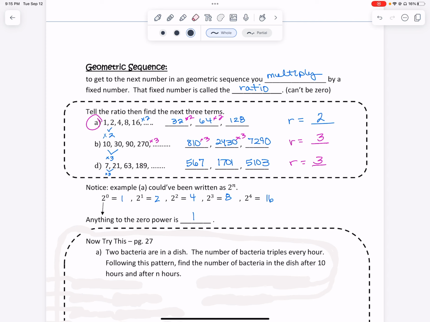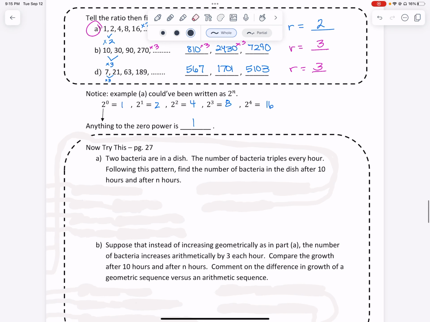Okay, so this is on page 27 of your book, but I didn't make you buy the book since I wrote a little book for you. So anyway, we have bacteria that are sitting in a dish. We should be very comfortable talking about this after COVID. Anyway, we've got them sitting in a dish. The number of bacteria triples every hour. So following this pattern, find the number of bacteria in the dish after 10 hours and after n hours.